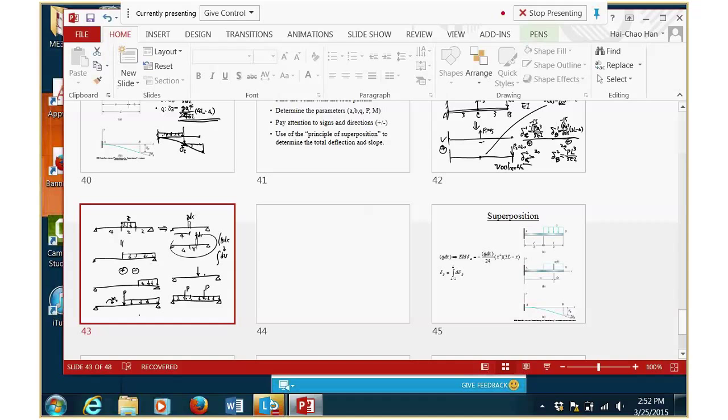We separate them, right? And we go to the table. It's a superposition. So you divide this problem that has multiple loads into one problem with one load, and another problem with another load. That's it. So this point is called C and this point is called B, right?